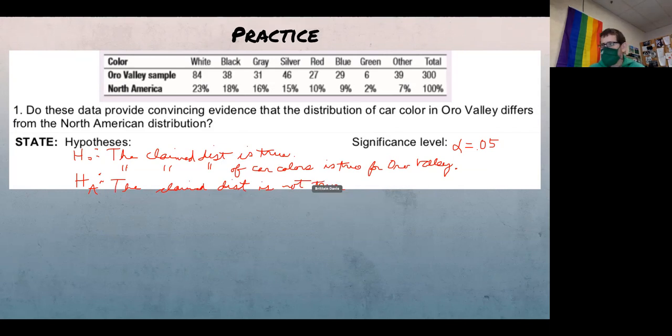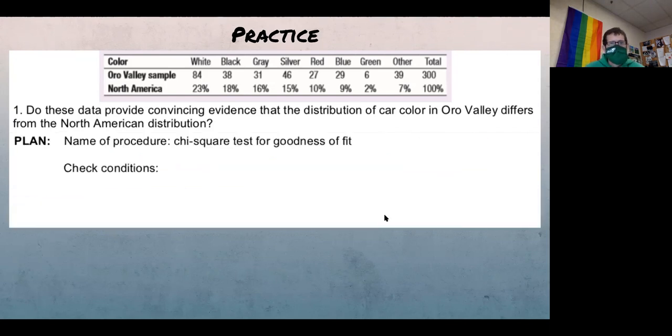All right, fun times, right? I'll pause there in case there's a question, but I'll move forward now, assuming everyone's good to go with that. Name of the procedure, it already has this filled in here. It's a chi-square test for goodness of fit, or the chi-square goodness of fit test, or you could probably even write the chi-square GOF test, and you could probably get away with that, though spell it out just to make sure. Check conditions.